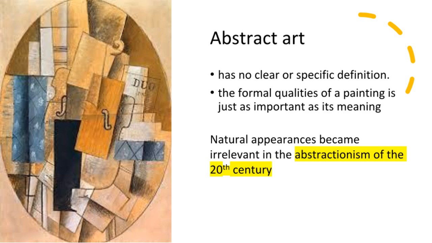In the past, the outside world was reflected through works of art. Natural appearances became irrelevant in the abstractionism of the 20th century. Artists simplified scenes into geometrical shapes, patterns, lines, angles, textures and swirls of color. The end products vary from depictions of still recognizable subjects, called representational abstractionism, to art with no recognizable subjects discerned, called pure abstractionism.